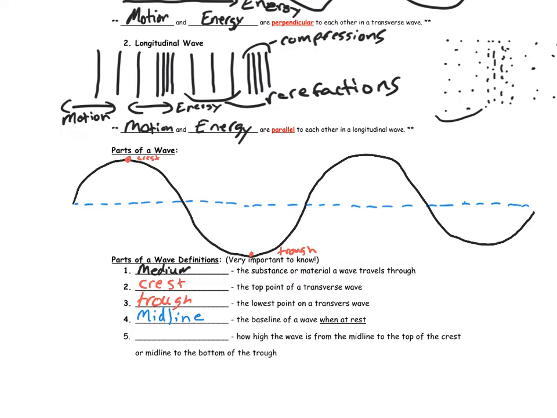Okay? How high the wave is from the midline to the top of the crest, that is known as the amplitude, and it's measured from the midline to the crest or the midline to the trough. Either way, it's known as the amplitude. The important thing is it's not the whole distance from the crest to the trough. It's the midline to the crest or the midline to the trough.